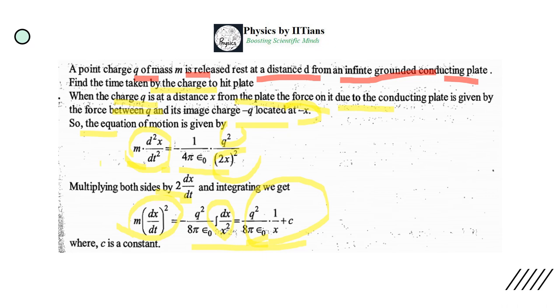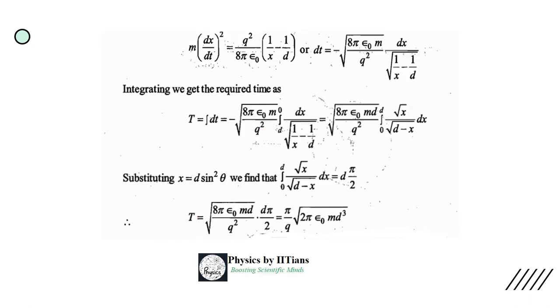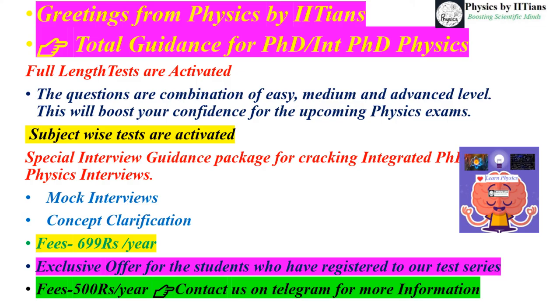So here the force is acting on the real charge due to the induced charge or image charge. After simplifying, we get t, the required time, as pi by q root over 2 pi epsilon naught m d cube. Okay. Thank you, friends.